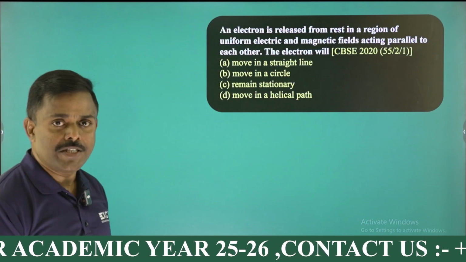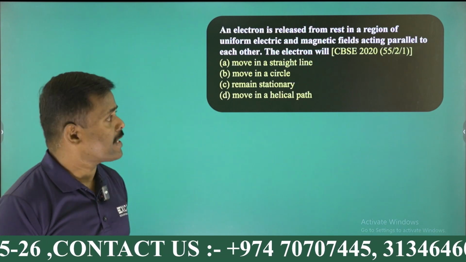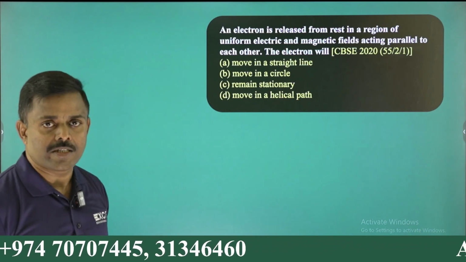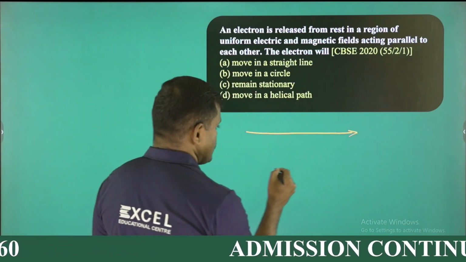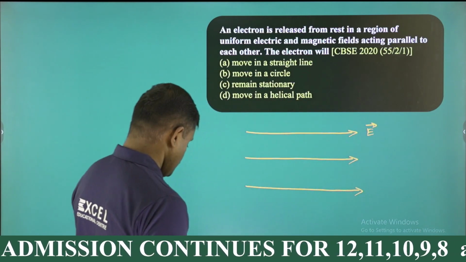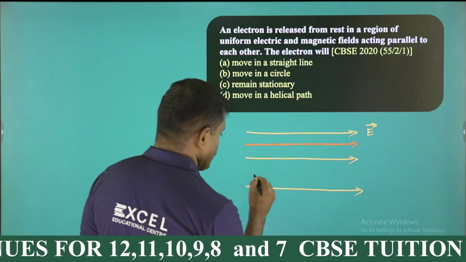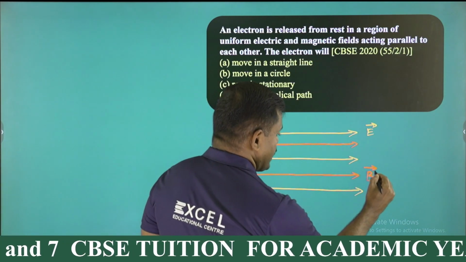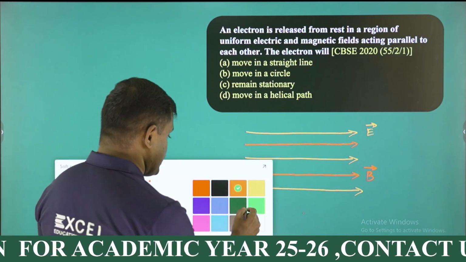An electron is released from rest in a region of uniform electric and magnetic fields acting parallel to each other. So electric and magnetic fields are acting parallel to each other. I'll draw the electric field lines first. This is electric field line. The yellow ones are electric field lines, okay? And the magnetic field line is represented by the orange one. So the electric field line is represented by the yellow arrows, whereas the magnetic field lines are represented by the orange arrows. And what is the context here?